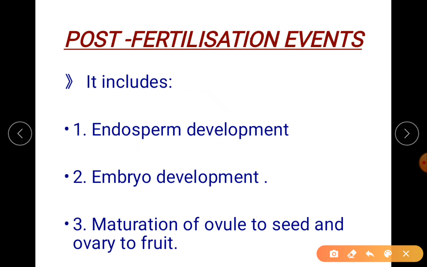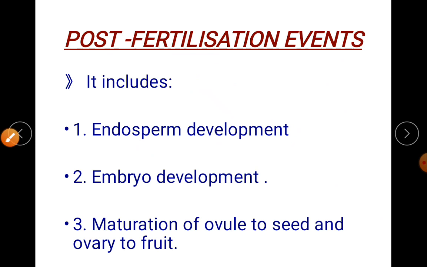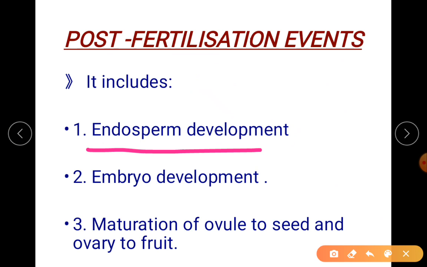So now, under post-fertilization events, you have come across two previously, that is, zygote and embryo formation, or embryogenesis. Please note, in plants you have to understand a little deeper. First there is endosperm development and then embryo development. Okay, first is endosperm.